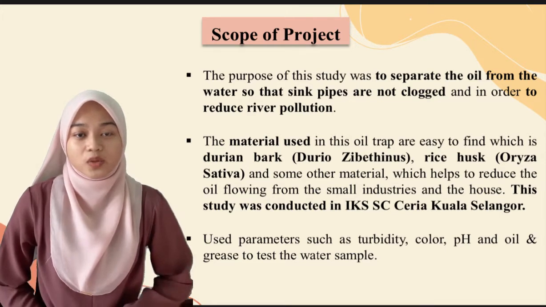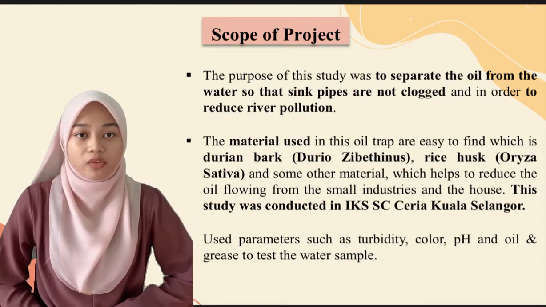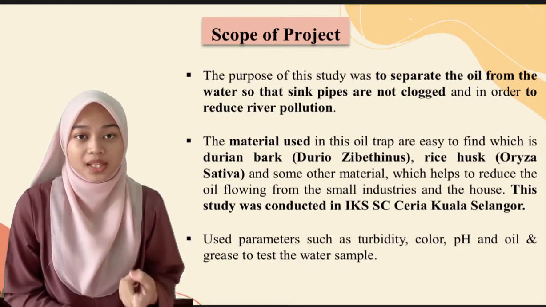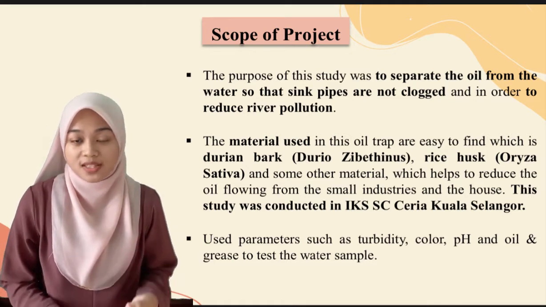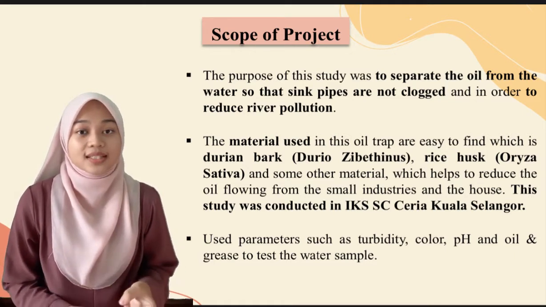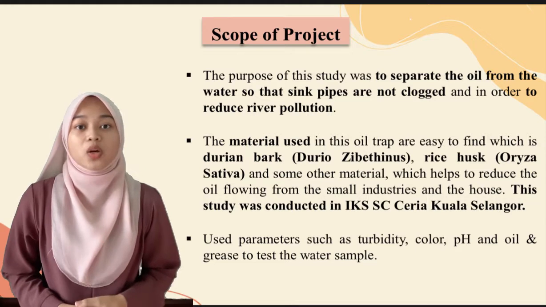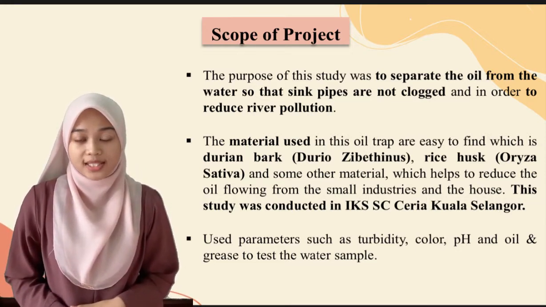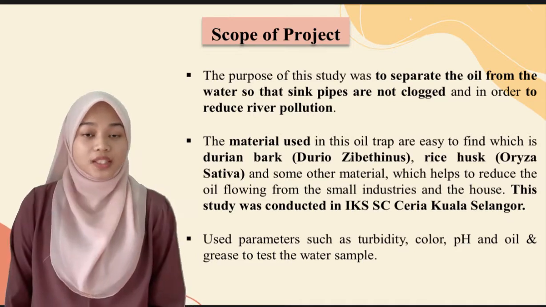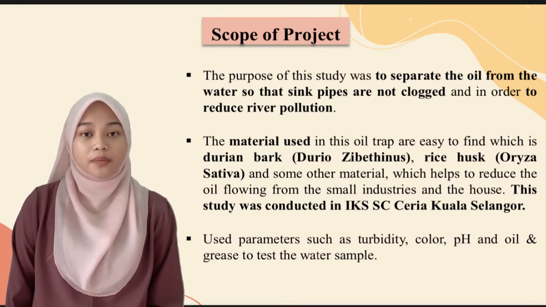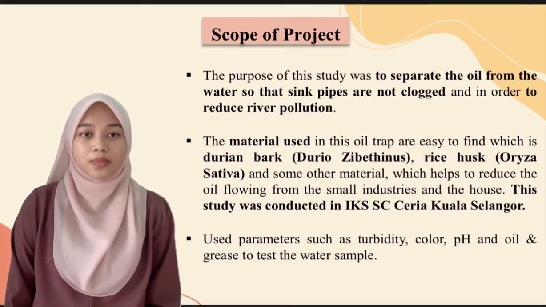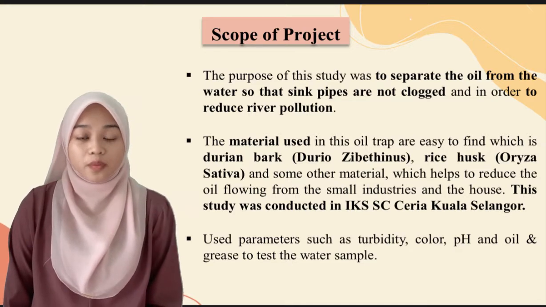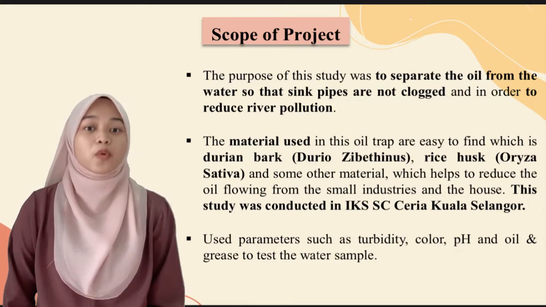The materials used in this oil trap are easy to find. Durio zibethinus is durian bark, meanwhile Oryza sativa is rice hull, with sea sand and some other materials which help to reduce the oil flowing from small industries and houses. This oil trap is placed at the end of the pipeline that drains water from the kitchen sink. It is the full process of separating oil from water.